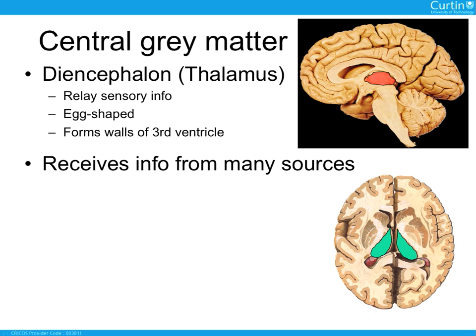And it forms a wall of the third ventricle. So here is the third ventricle in the center here. And it receives info from many sources. Now, the key here is that it's a relayer of sensory information. So what happens is that constantly through your body, there's going to be sensory information transmitted from those sensory nerves through those sensory axons, those pseudo unipolar neurons that we talked about, through the dorsal rootlets, into the spinal cord and up towards the thalamus.